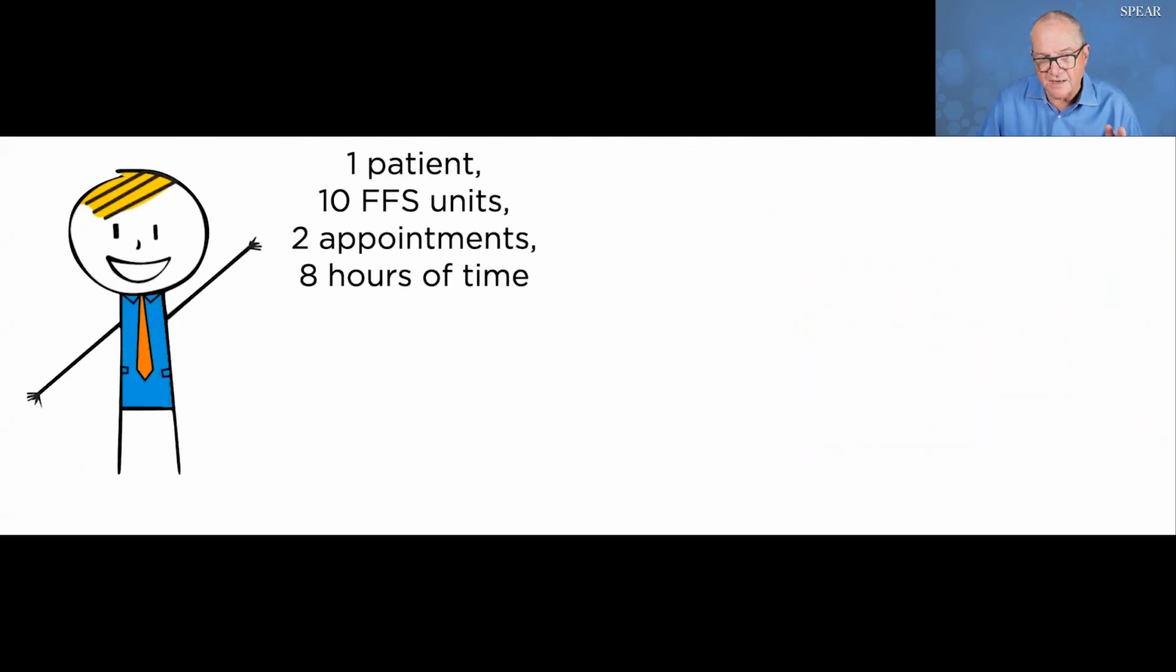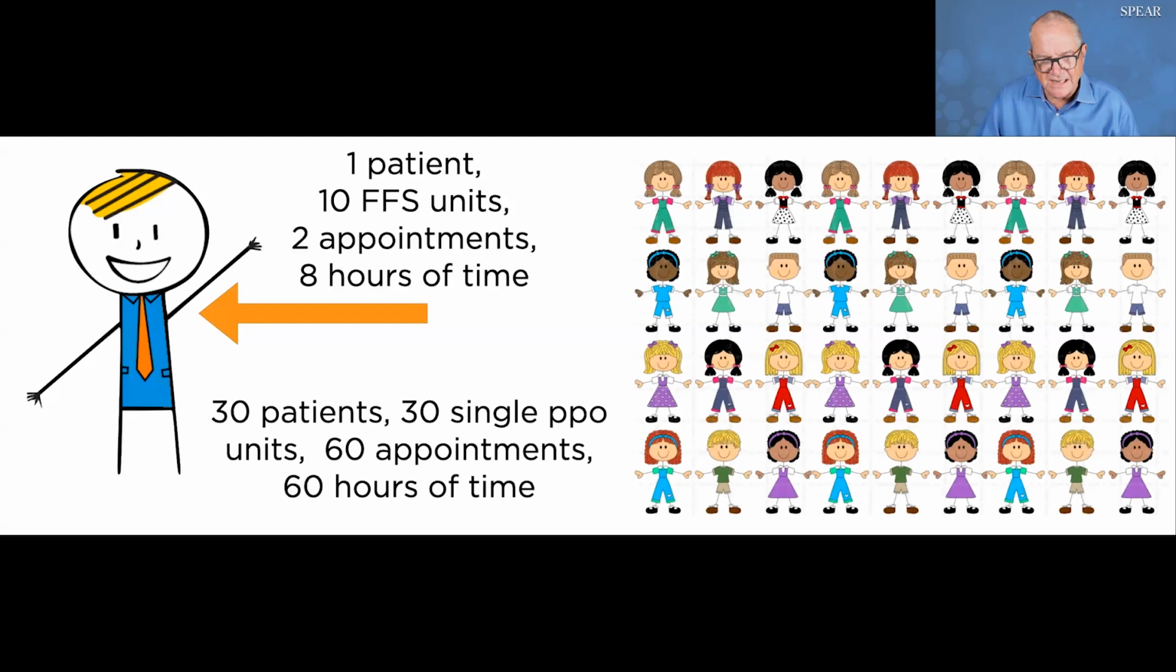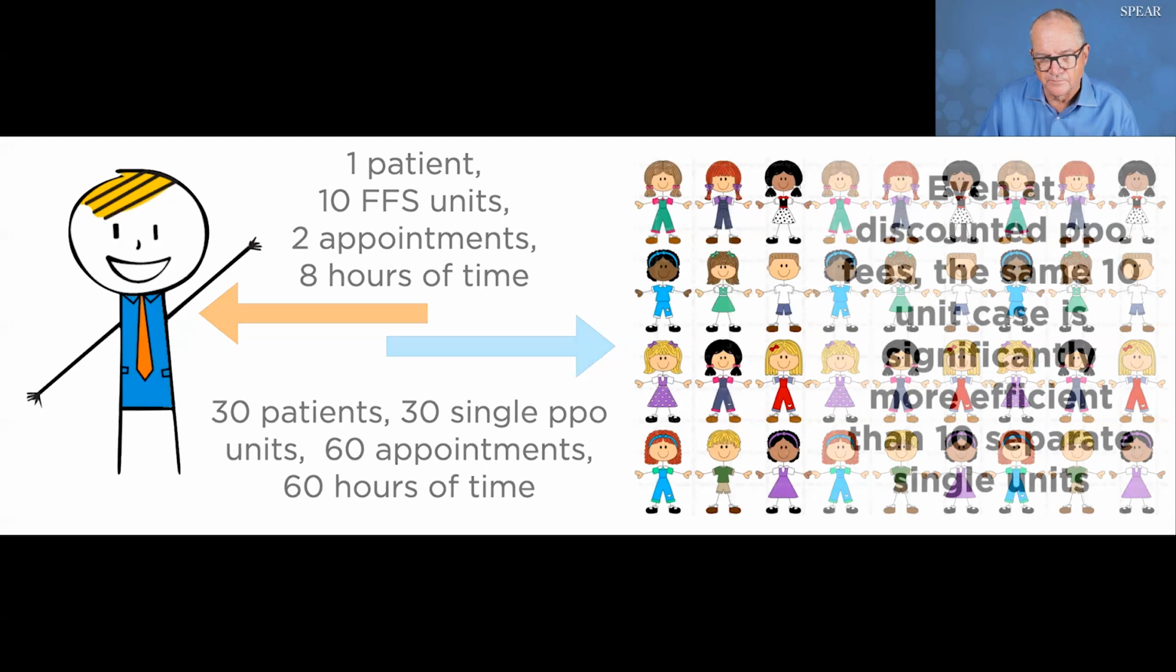But if you can find a fee-for-service patient that wants 10 units, 2 appointments, and I put in 8 hours of time, it's more than I would have needed to do those 10 units. But for you to equal that, doing 1 unit on each individual PPO patient, you would have to have treated 30 patients, 60 appointments, unless you have chairside CAD/CAM.